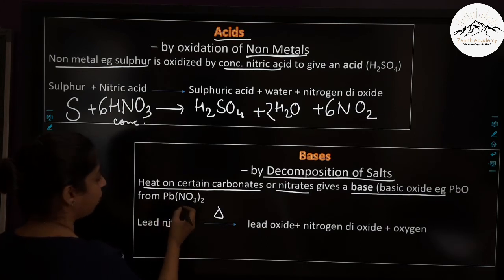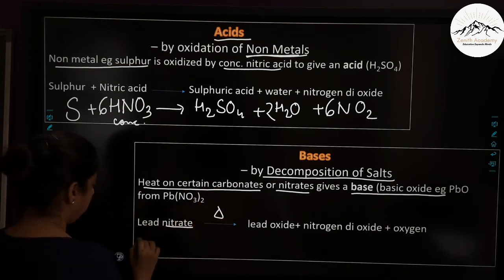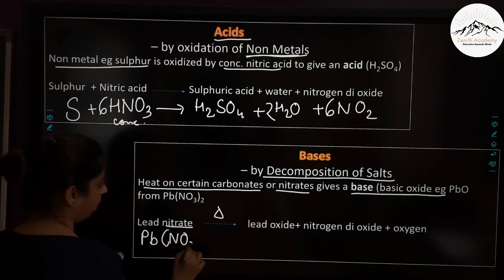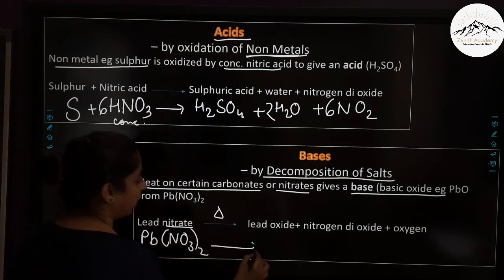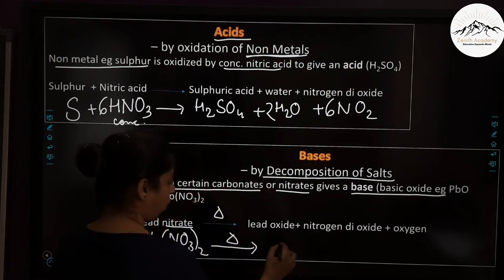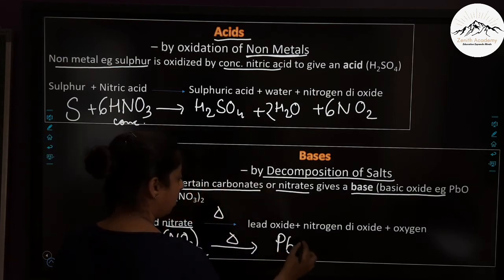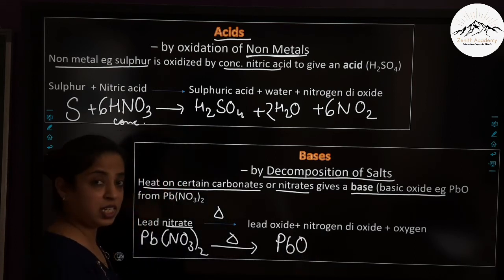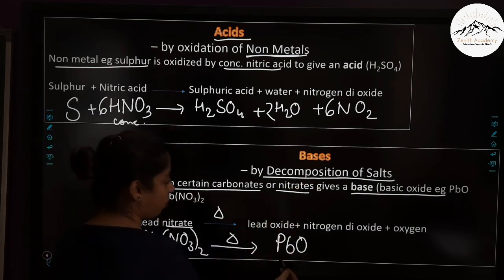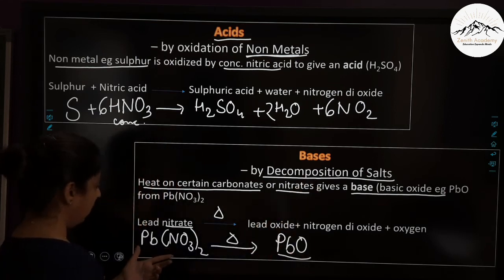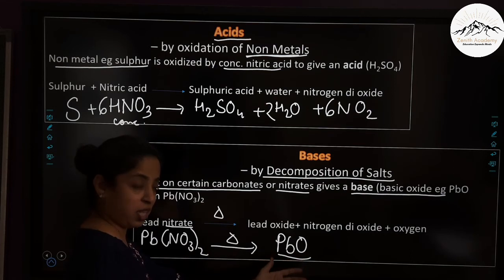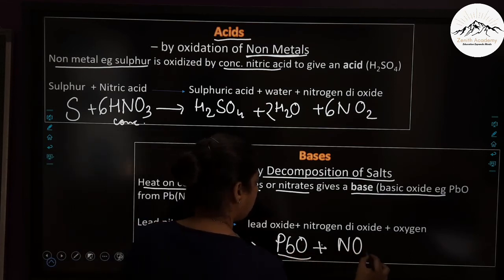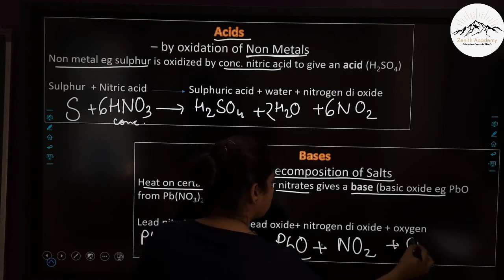Example, PbO from Pb(NO3)2. So if you take lead nitrate, that is Pb(NO3)2, and you heat it, you will form lead oxide. This lead oxide is a metal oxide. So metal oxides are what? Basic in nature. That is why we are forming base here. So from metal nitrate, we are forming metal oxide. Plus it will form nitrogen dioxide and oxygen.